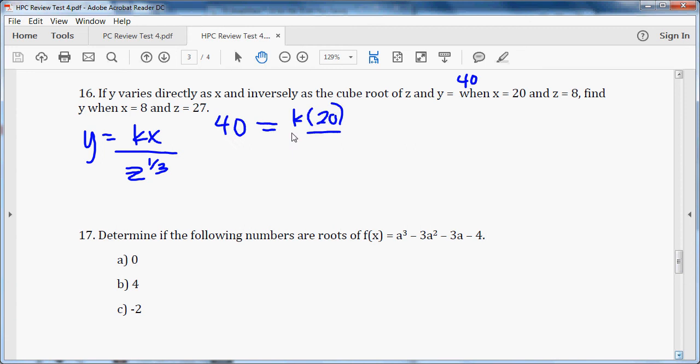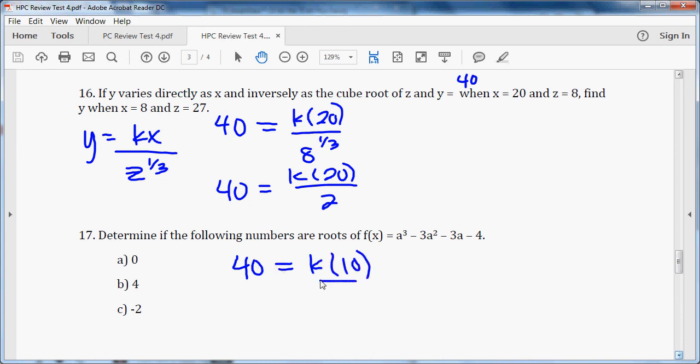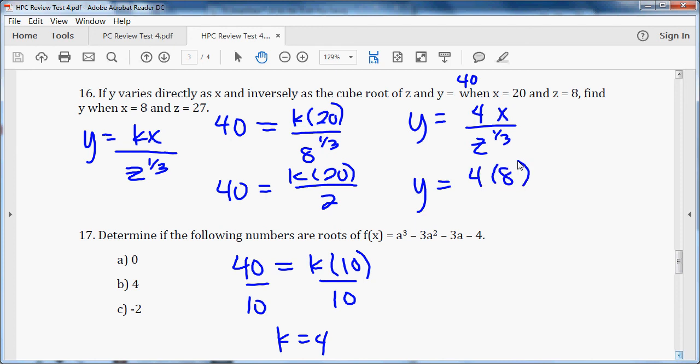Okay, so 8 to the 1/3 power is 2. So that tells us 20 over 2 is 10. So I can divide both sides by 10, and I get that k is equal to 4. So I can rewrite the equation as y equals 4x over z to the 1/3. Then it says to find y when x is equal to 8 and z is equal to 27. So we end up with 32 over 3.